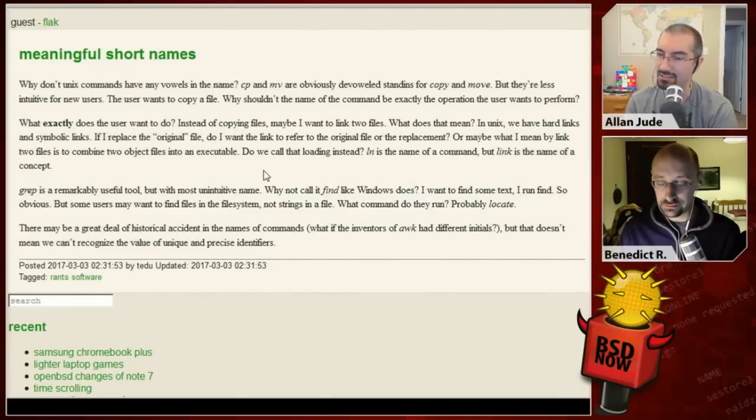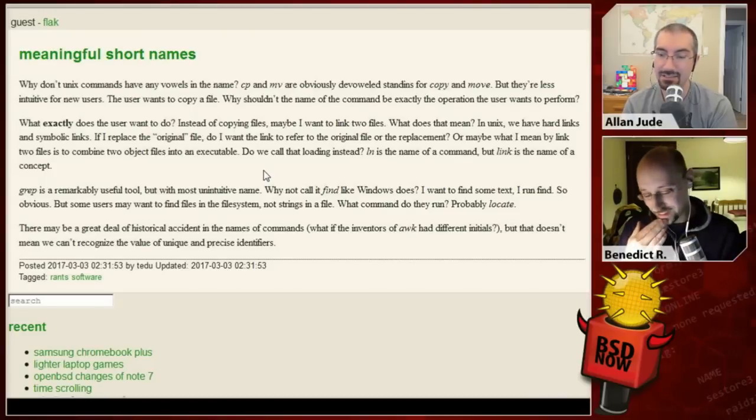I was like, well, that could be locate maybe, but locate uses a database, doesn't actually search. So is it the same thing? And so on. Yeah, it's difficult to find the right names for these kind of concepts. There may be a great deal of historical accident in the names of these commands. What if the inventors of awk had had different initials?